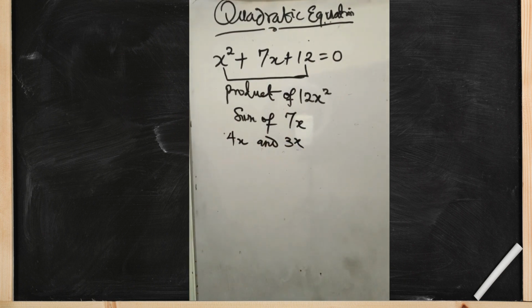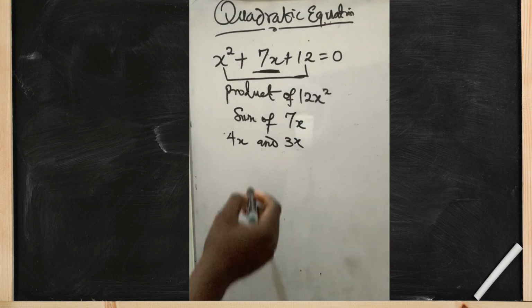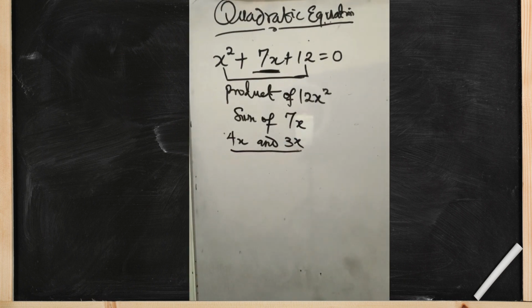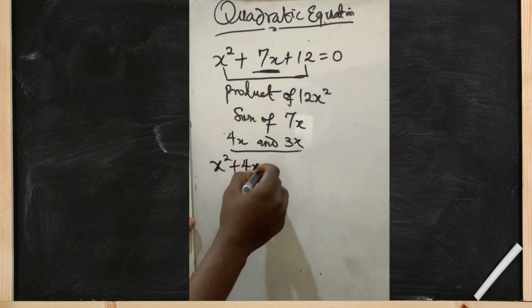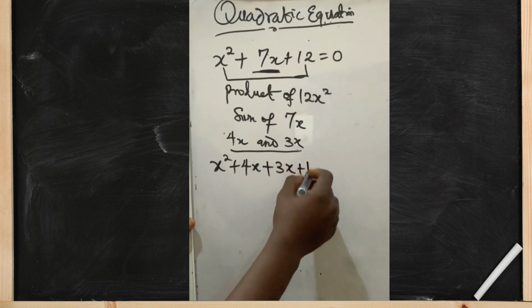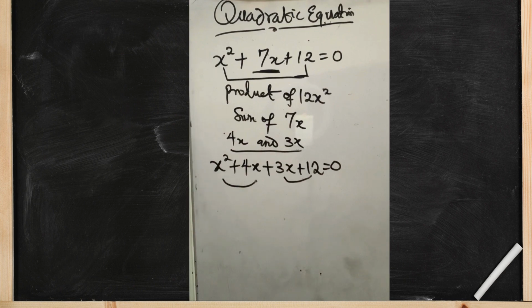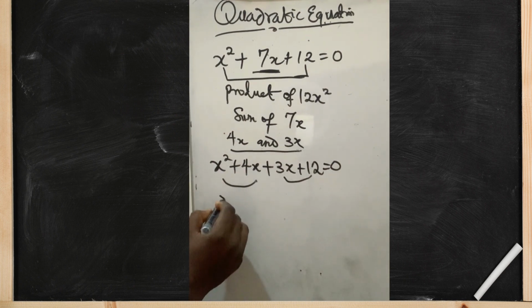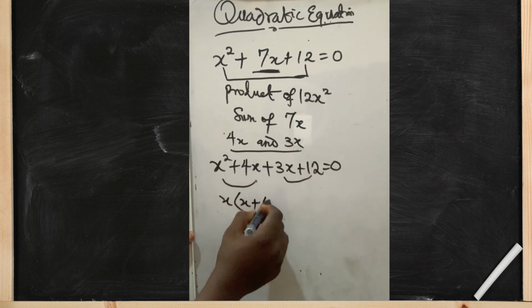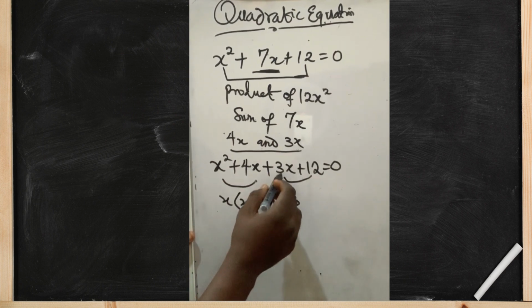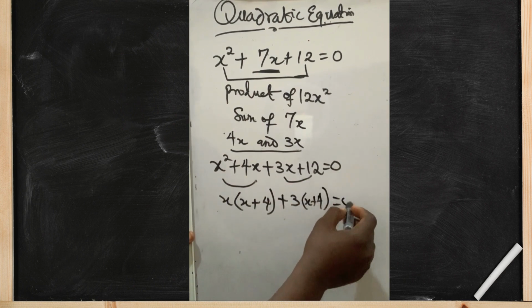Okay. So we can now expand the middle term with this. x squared plus 4x plus 3x plus 12 equals 0. By the time you merge these up to find the factor, what's common in x squared and 4x is x. What will be left if you remove x from x squared? It will be x. When you remove x from 4x, it will be 4. The factor here will be 3 because 3 is common. What will be left is x plus 4 equals 0.